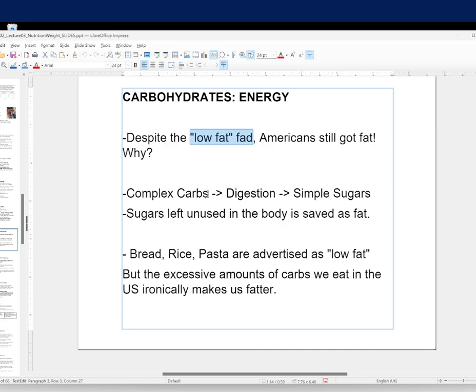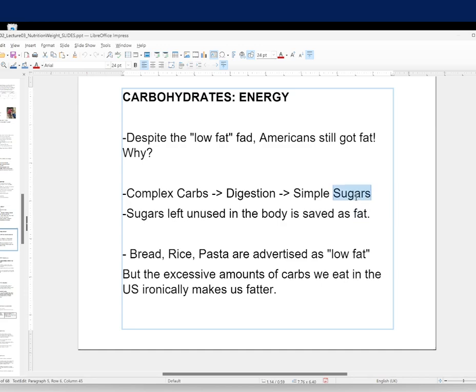Remember I said complex carbs are digested into sugars to be absorbed into the body so that they can be used as energy? Well, what happens to the leftover sugar? Your body makes as much energy as it needs. What happens to the remaining sugars? Well, they're not gotten rid of, because you never know when there may be a famine. So the simple sugars are then stored in long-term storage, which is fat.